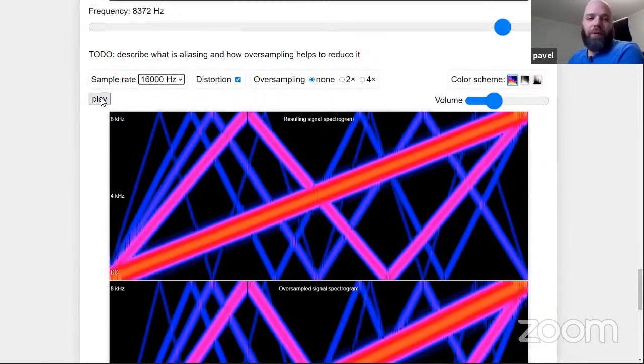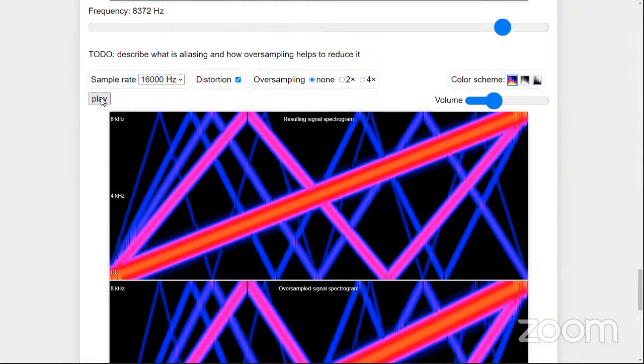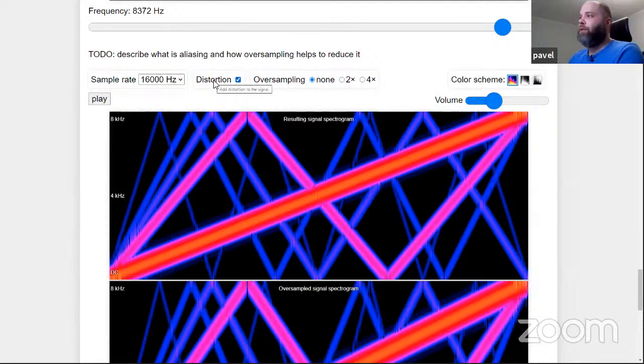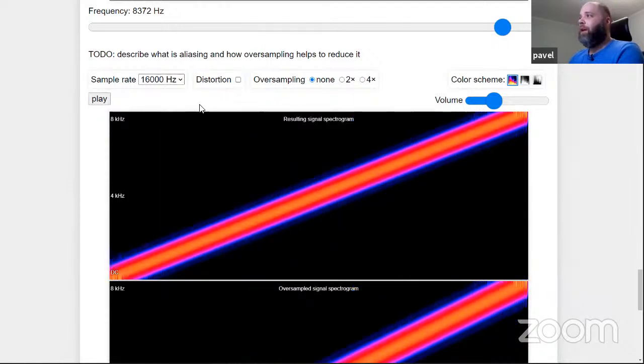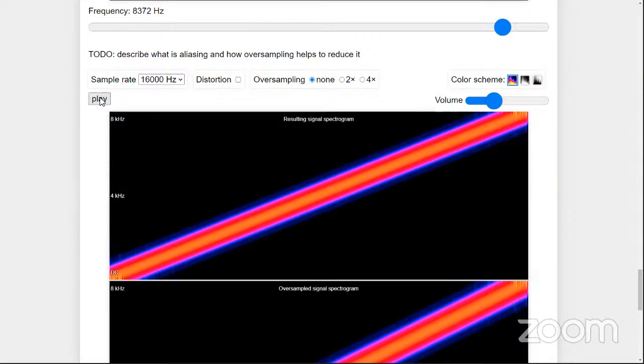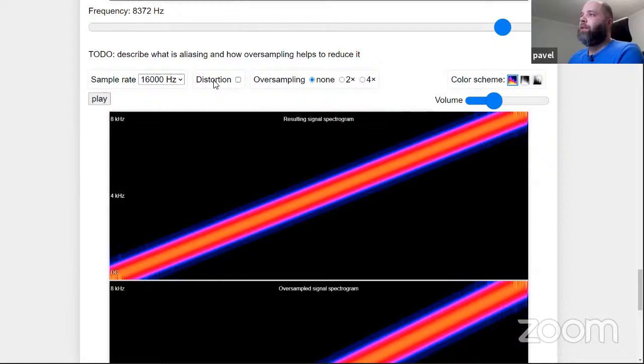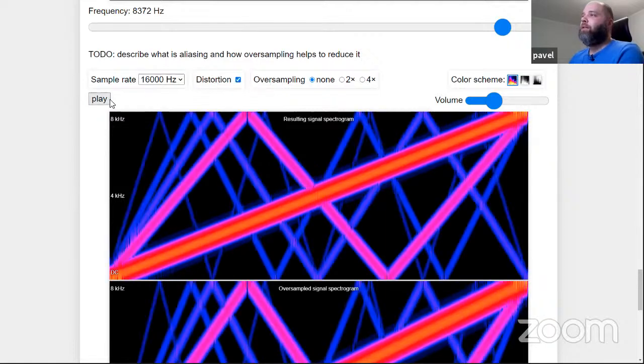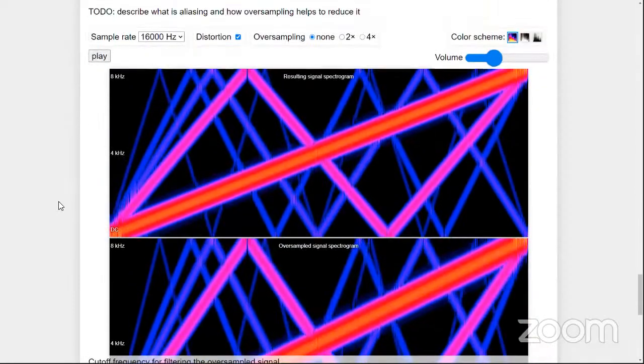So let me try to play an example. Okay, I hope you heard that. This is with distortion. And you can see how all the high harmonics bounce back and forth between 0 and the Nyquist frequency. The Nyquist frequency in this case is 8 kilohertz, since our sample rate is 16 kilohertz. And this is the undistorted signal. So you can see it a little bit clearer, a little bit crispier. And this is the distorted sound.